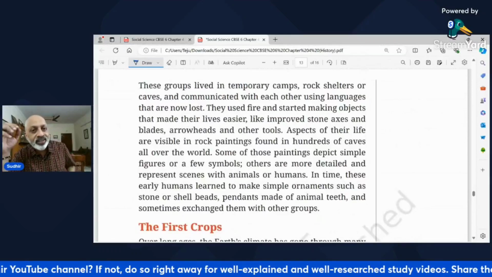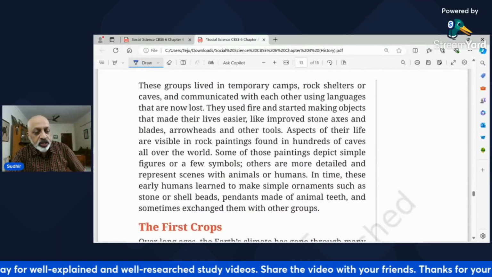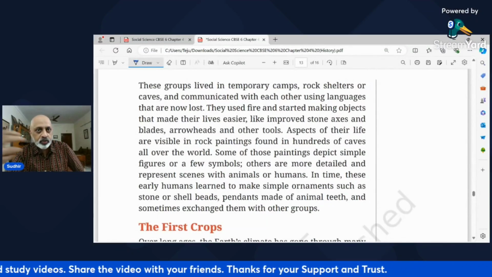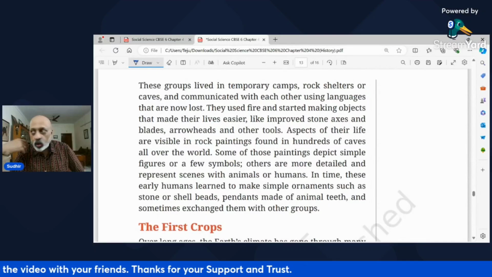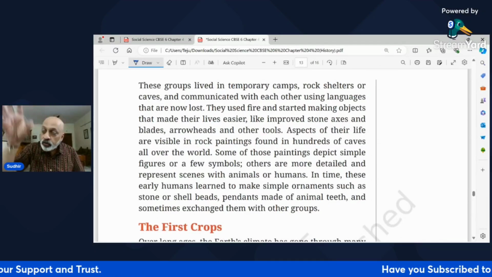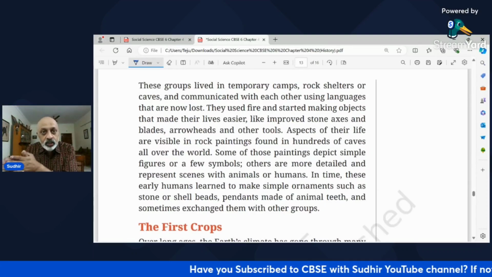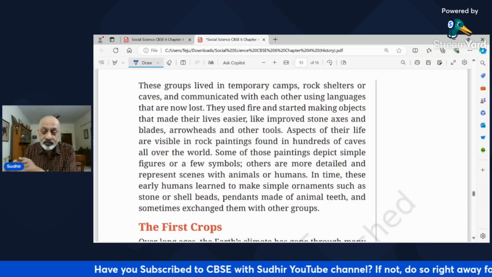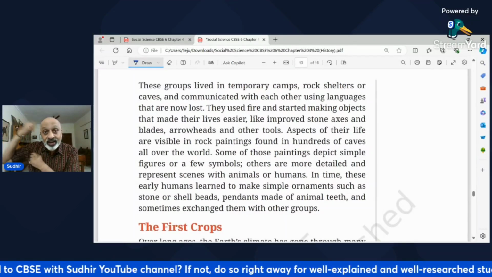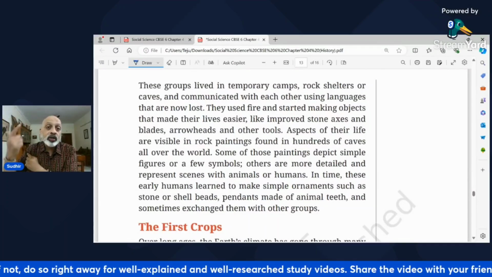So these groups lived in temporary camps. As I said, they were nomads moving from place A to place B, rock shelters or caves, and communicated with each other using languages which are now lost. I mean, they would not be speaking in English or in Hindi or in Tamil or in Telugu. They would have had their own kind of language. But over a period of time, see, our languages have also got mixed up. And today's language is a very refined kind of language, which may also change in the next 100 years. So what happens is that language is now lost because over generations, people have forgotten what that language was.